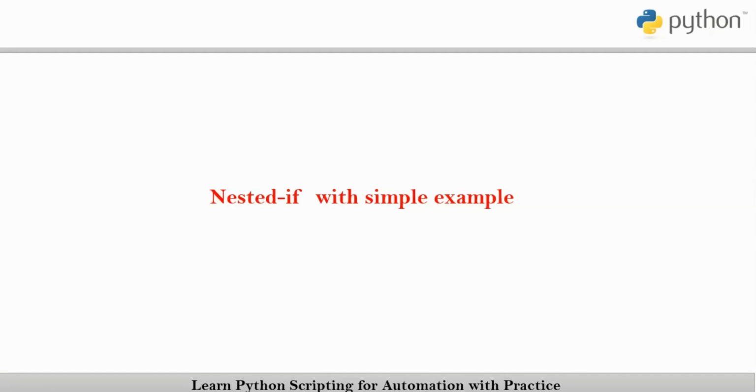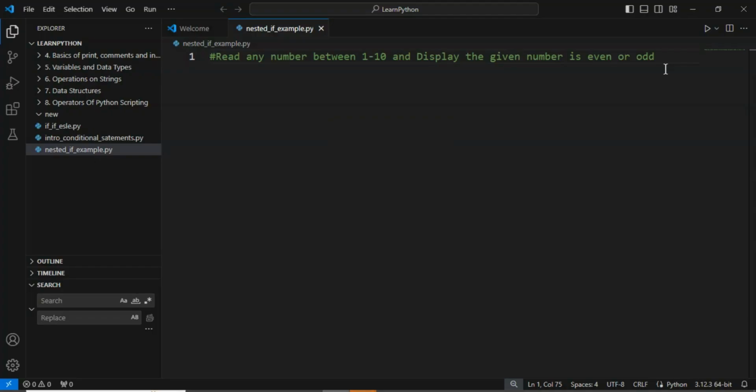Friends, here we are talking about nested if with a simple example. Let me explain that. Suppose I have a requirement: read any number between 1 to 10 and display whether the given number is even or odd. So while developing our script, first we have to read a number and then find whether it is even or not. If it is even, we display output as your number x is even, else your number x is odd, something like that.